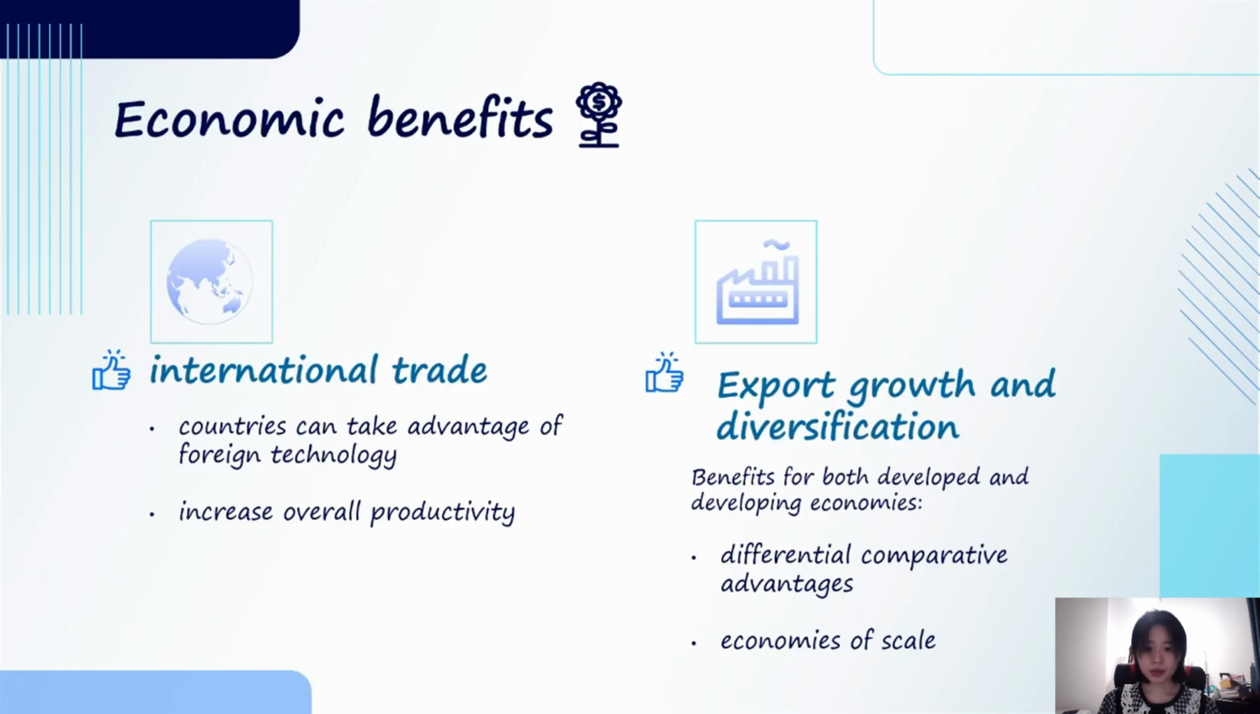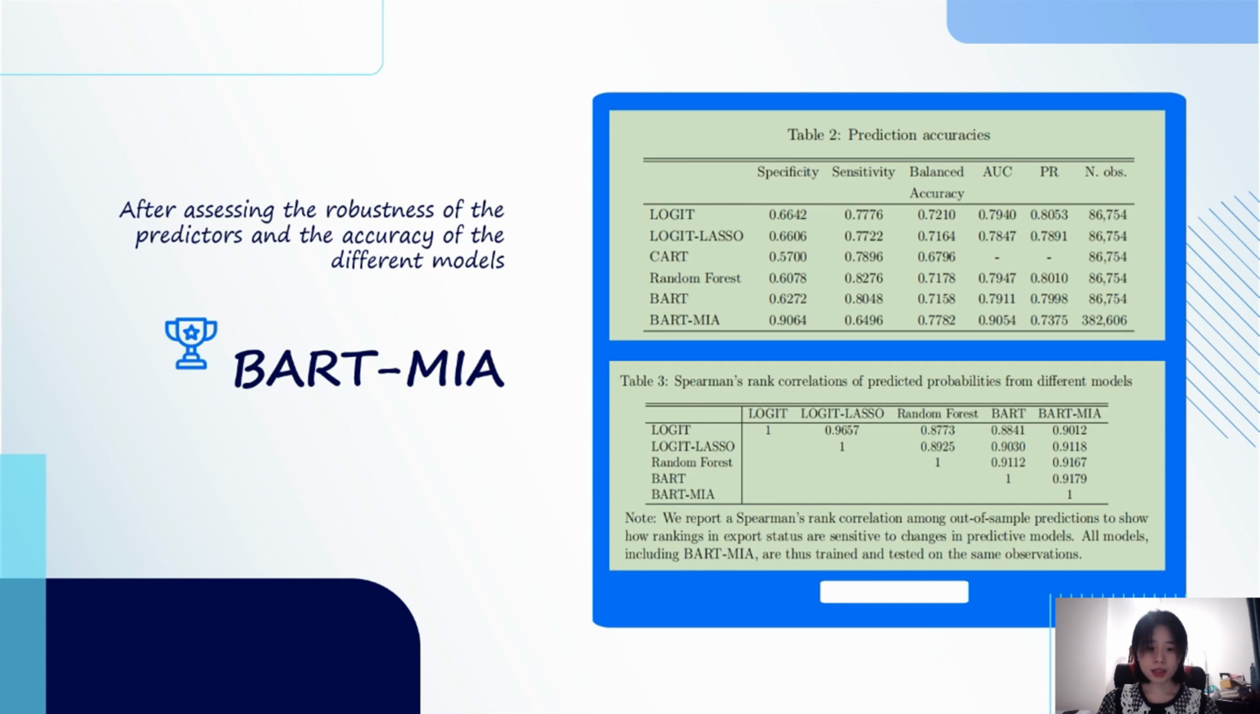First, it highlights the key role of international trade for economic growth. Trade openness allows countries to take advantage of foreign technology and increase overall productivity. At the same time, export growth and diversification benefit both developed and developing economies, bringing gains from trade, comparative advantage, and economies of scale. The Bayesian adaptive regression tree is found to outperform other models in terms of statistical learning techniques, by assessing the robustness of predictors and the accuracy of different models.